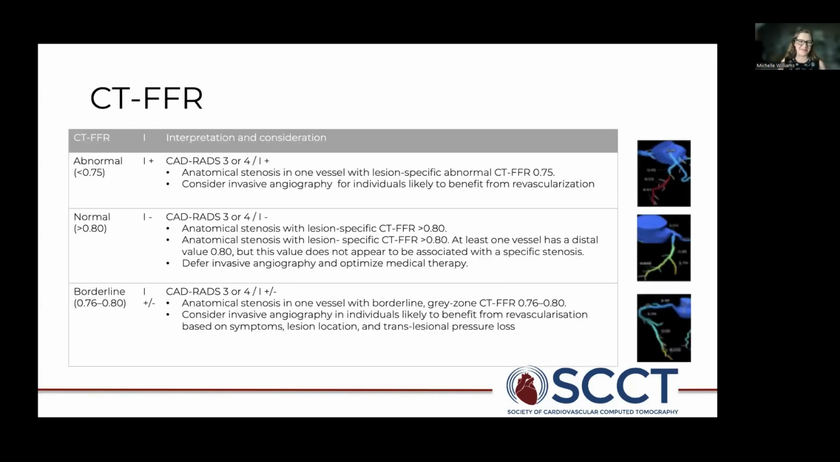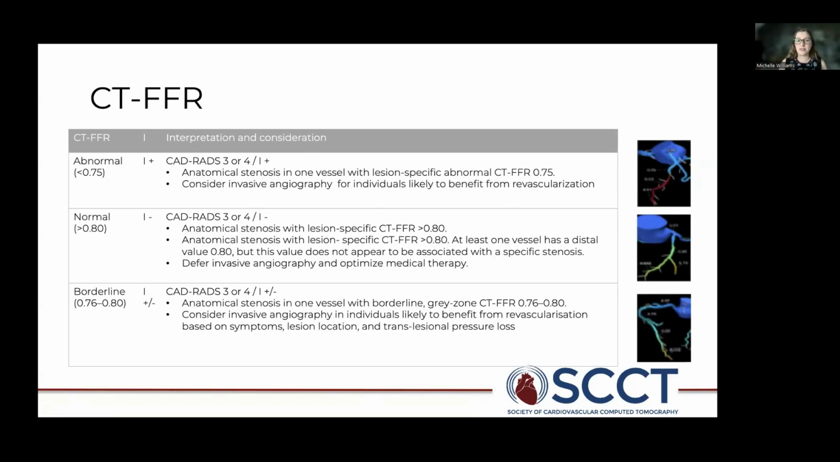Next slide, please. So this is taken from one of the tables in the CAD-RADS documentation. I've slightly summarized it a bit because it's a little bit much to fit on a single slide. So do have a read of the paper to get more of the details. For CT-FFR, abnormal, I+, is a CT-FFR less than 0.75. An I- is a CT-FFR greater than 0.8. And a borderline, I+ or minus, is 0.76 to 0.8.